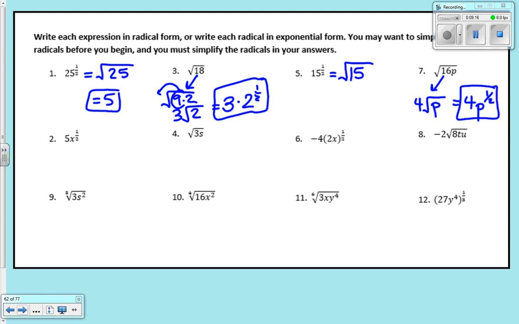Number 2 over here, going way out of order, says 5x to the 1/2. Well, notice that that 1/2 is only on the x. So 5 is not going to be inside of the square root symbol.